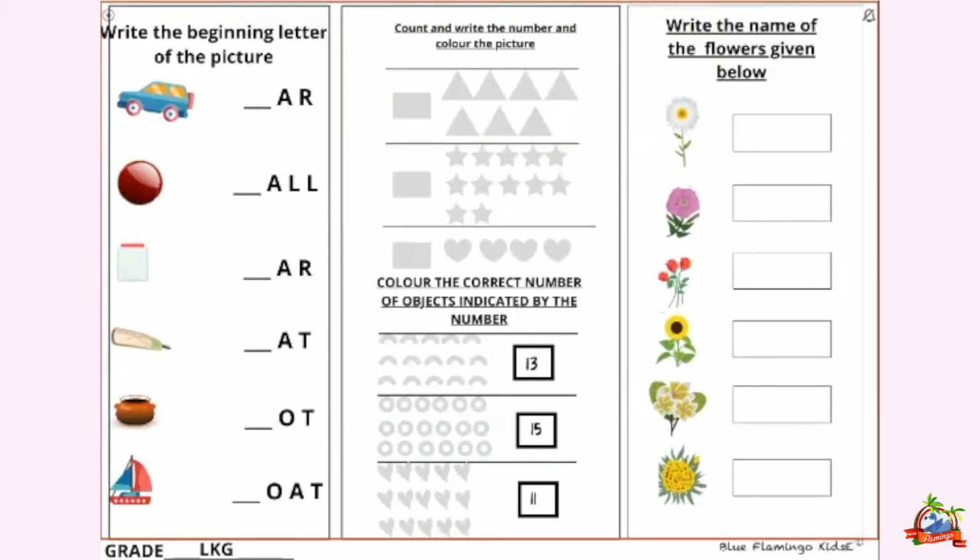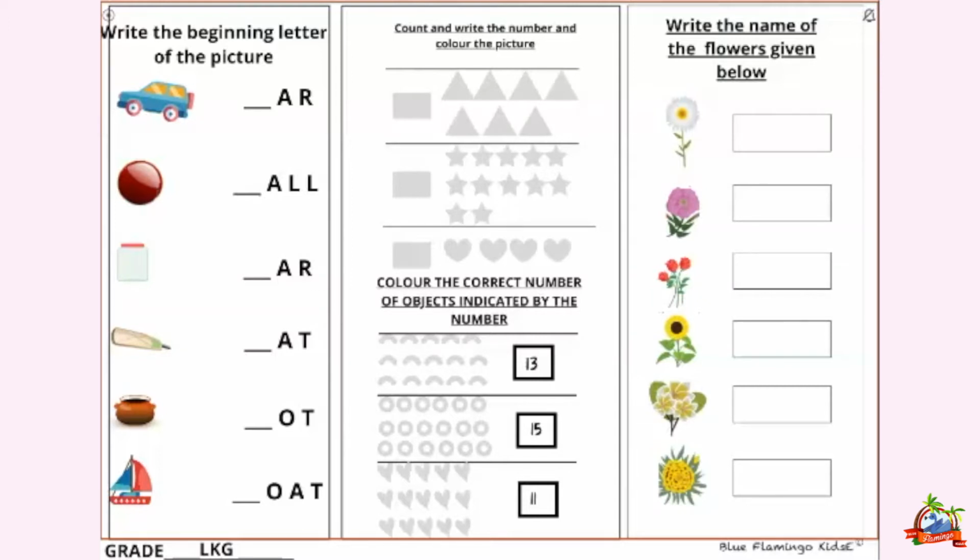So let's start. In this sheet, we will learn about three different subjects which are English, Maths and EVS. So let's get started with our first subject of this sheet which is English. The question says, write the beginning letter of the picture.